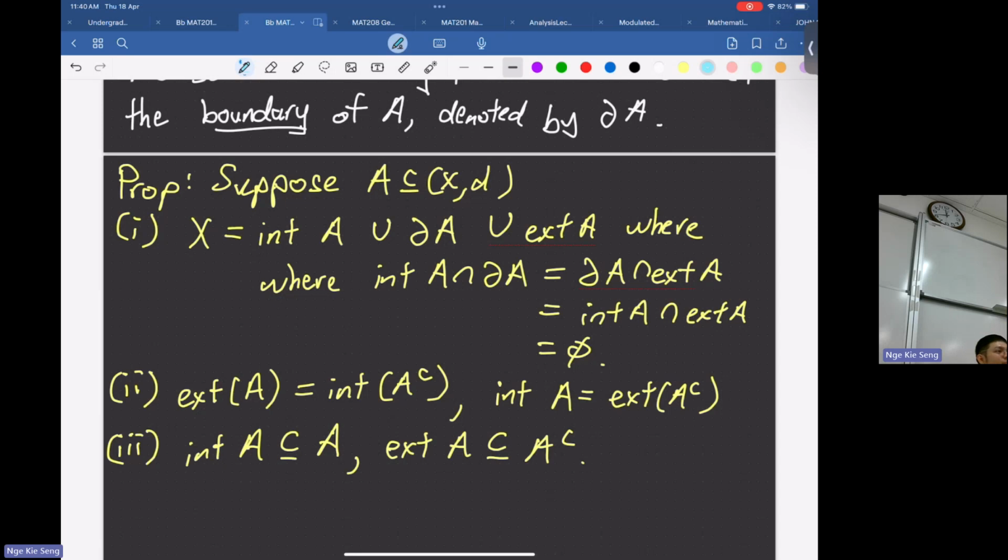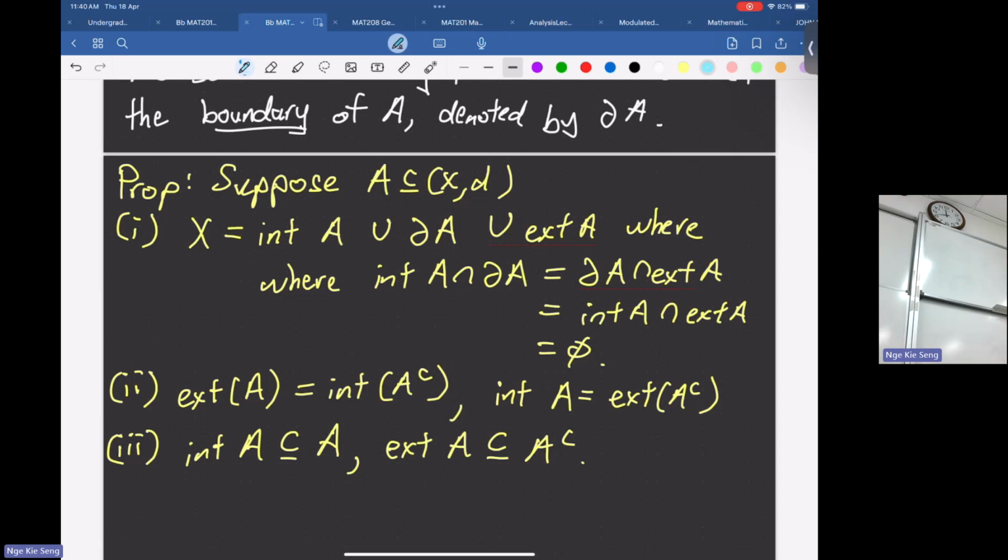Any idea? How do you decide int A, boundary A, and exterior A? What's the tool you use to decide these things? Open ball, right? So you have to look at the open ball around the point, okay?